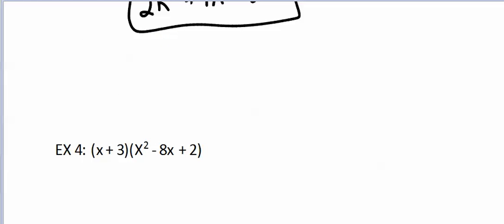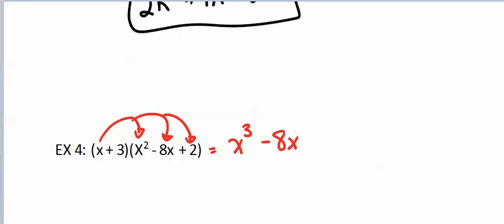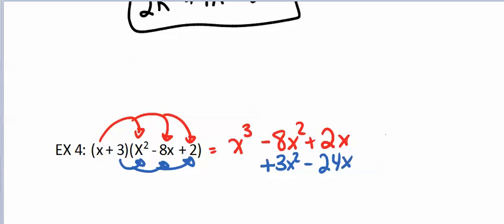And our last example, we have a binomial times a trinomial. Again, I can only use the FOIL method if I have two binomials, so we're going to have to use the distributive property. I'm going to take the x and multiply it to all three of those terms. X cubed minus 8x squared plus 2x. And then I'm going to take the 3 and I'm going to do the same thing to all three terms. And I'm going to line it up and get plus 3x squared minus 24x plus 6.